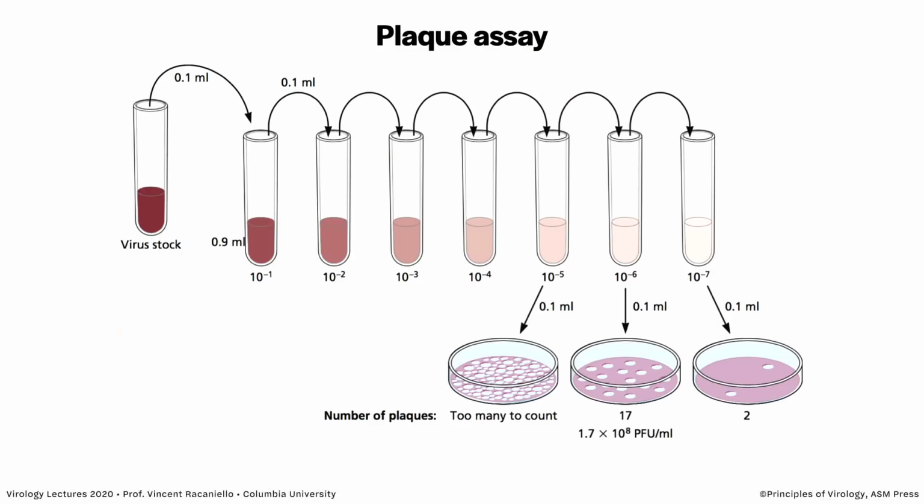So let's go back to the dilution. All right, we have 17 plaques on the 10 to the minus 6th dilution. We put 0.1 ml on each plate, so that's another 10-fold dilution. So we count 17 plaques, and all you do is 17 times 10 to the dilution. So you take off the negative, and that's often what people answer on the exam. They say the titer is 1.7 times 10 to the minus 8th.